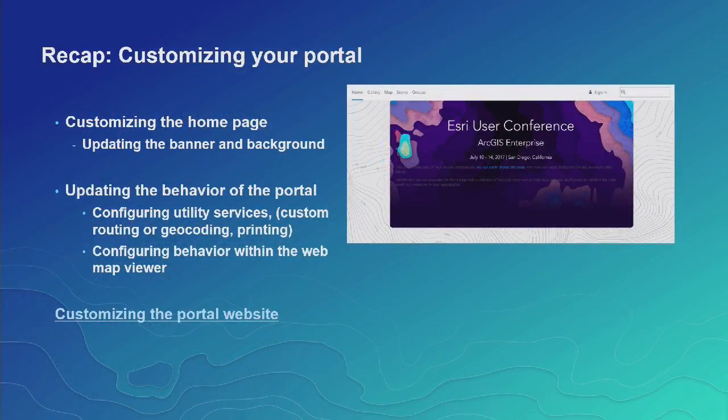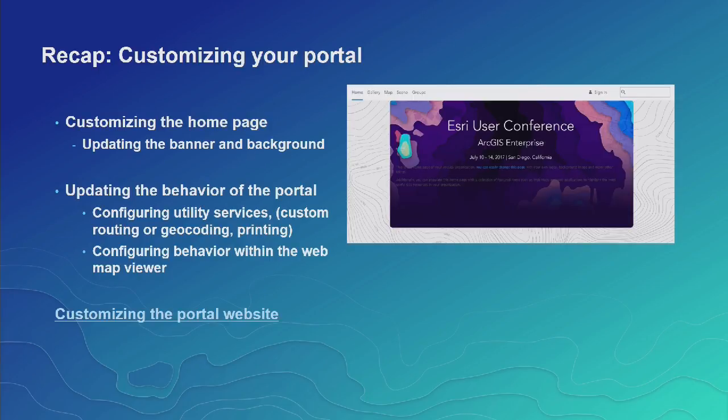So quick recap, we went through customizing the home page, updating the banner in the background. There's some other customizations you can make, like making sure that featured content that you want immediately accessible for your users is immediately there in a carousel. You can update the behavior of the portal by configuring utility services. For example, you want a custom printing service, geocoding, or routing service. And you can customize the behavior within the web map viewer. This could be defining a custom base map group. You want to add some of your own base maps to the base map switcher that's available for the map viewer. You can go ahead and do so.